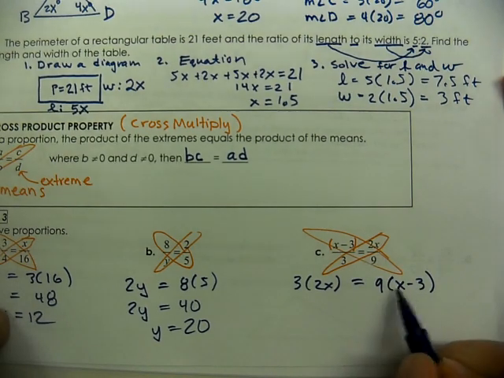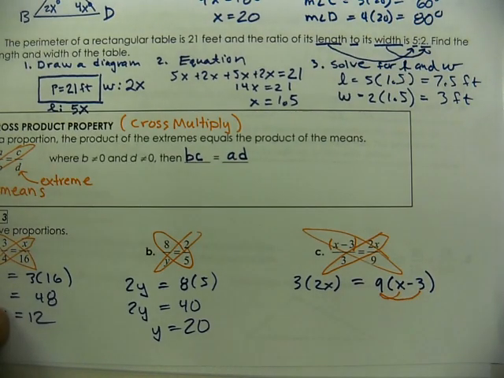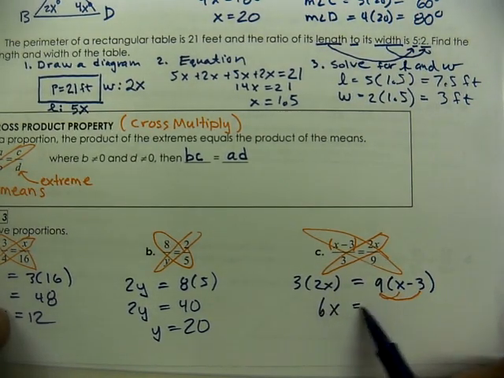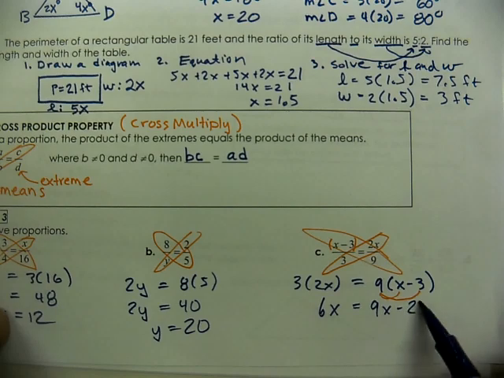It's super important you put parentheses around that binomial because we're going to distribute the 9. That means we're going to multiply the 9 to everything in that group. So on the left side, 3 times 2x is 6x. On the right-hand side, 9 times x is 9x. 9 times a negative 3 is a negative 27.